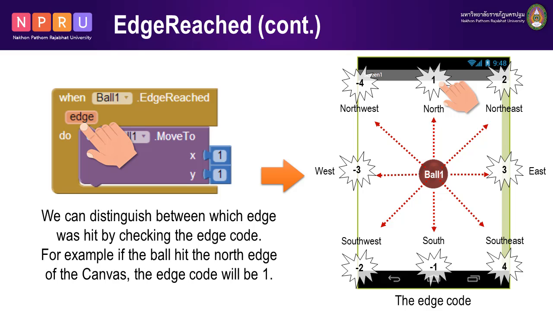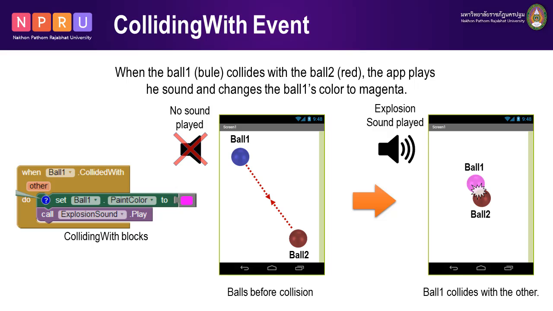Next, we'll learn more about collision detection in detail: the colliding with and no longer colliding with events. First, we learn the colliding with event. Games and other animated apps often rely on activity occurring when two or more objects collide, for instance, a ball hitting another one. Consider a game in which an object changes colors and plays an explosion sound when it hits another object. In the figure on the left, it shows the blocks for such an event handler.